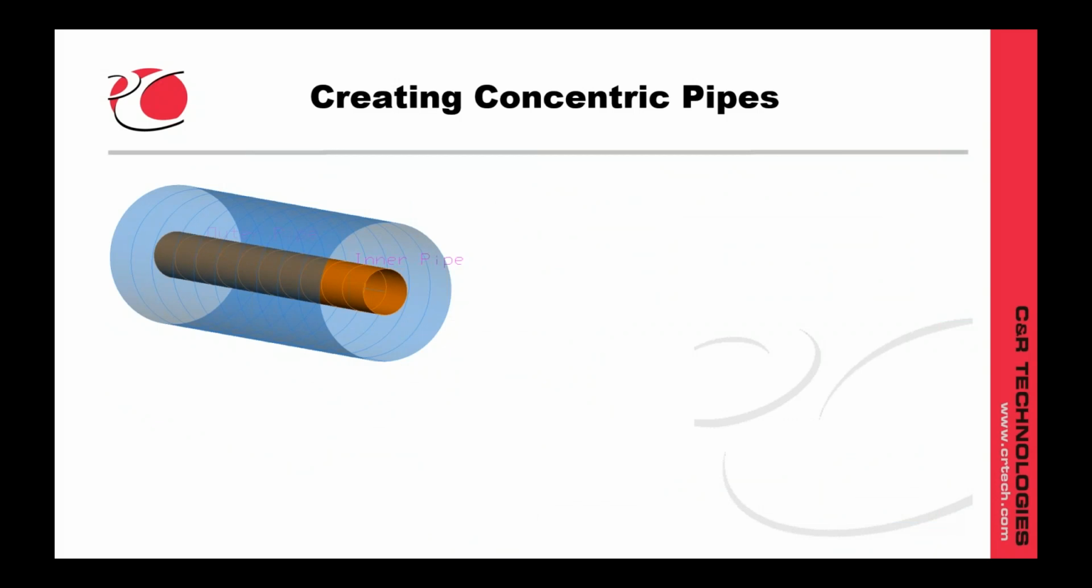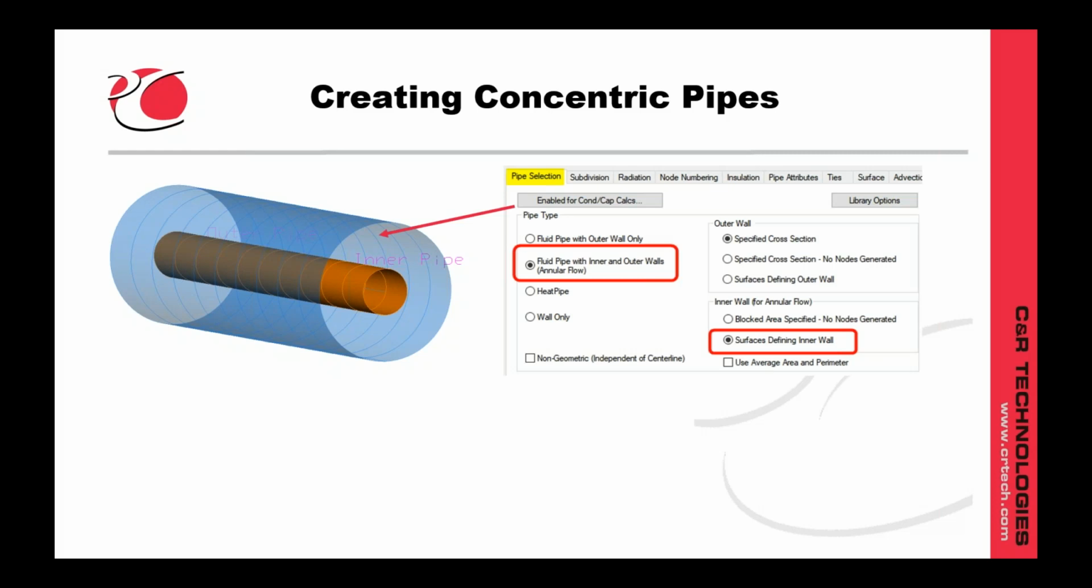Okay. Another option that you can do with these new features is creating concentric pipes. Basically, we're taking it a step further. So we can define the annular flow using another pipe as the inner surface. So here is a pipe that has been set as a pipe with inner and outer walls, and the inner wall has been set to be a surface.